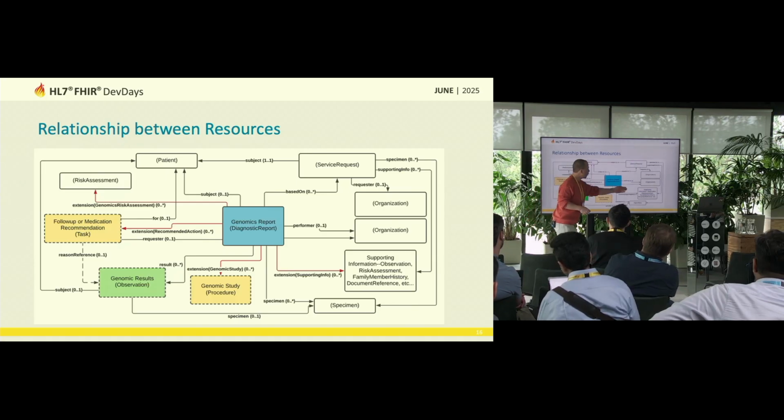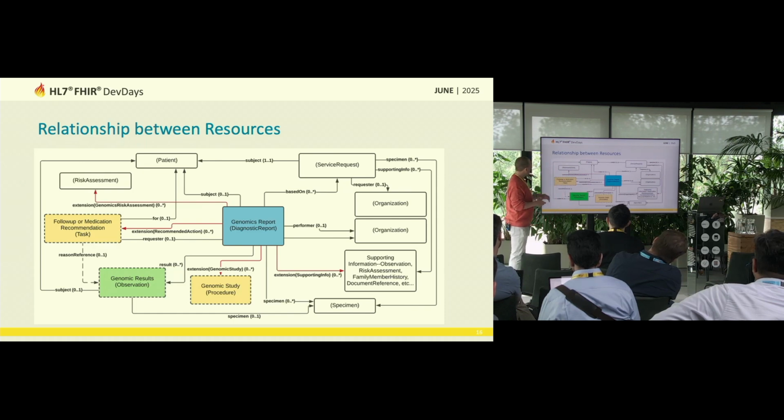We have some supporting information. We have the specimen information. And here we have all the genomic results through result, like in the previous slide: the variants, the implications, and so on. And the recommendations and the genomic study were also on the previous slide.